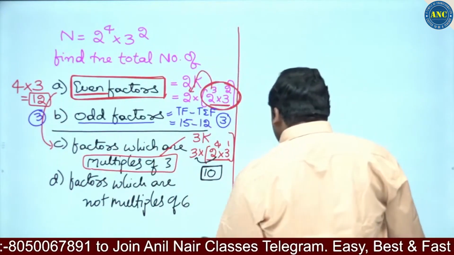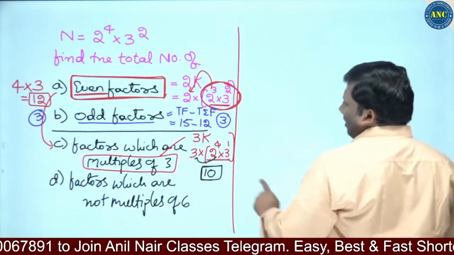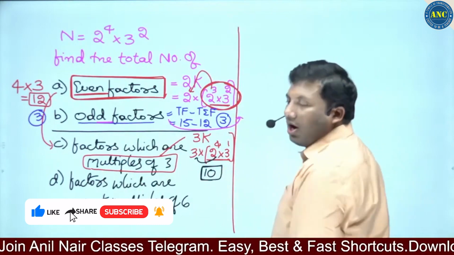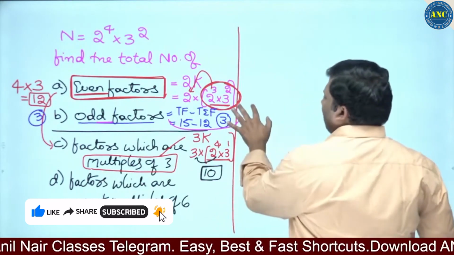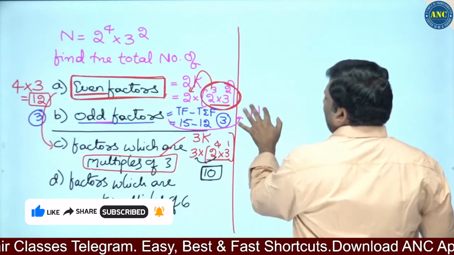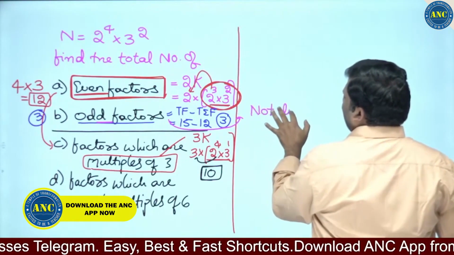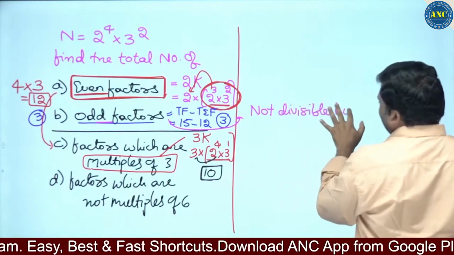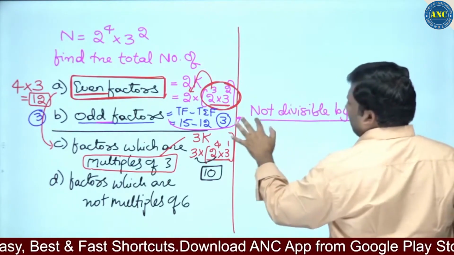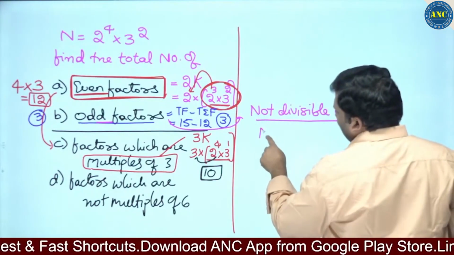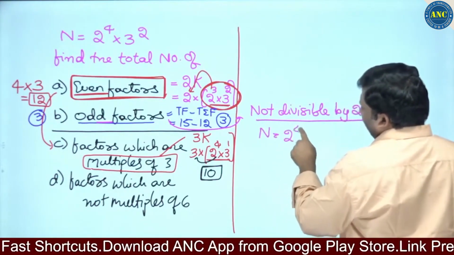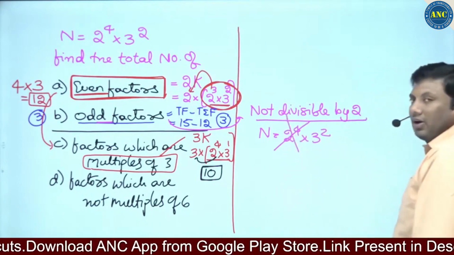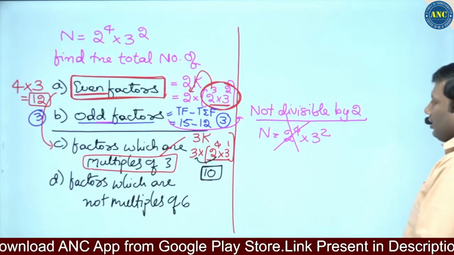Another way to look at this question: it is an odd factor. Odd factor means it is not divisible by 2. An odd number is a number which is never divisible by 2. So n equivalent to 2 power 4 into 3 square. It is never divisible by 2, so eliminate all the powers of 2.